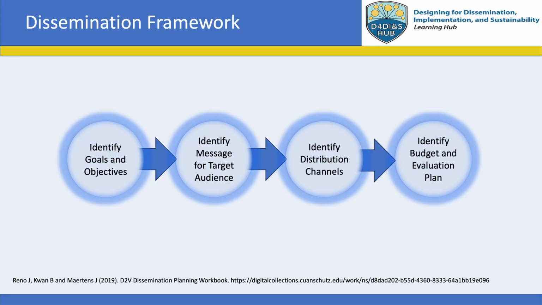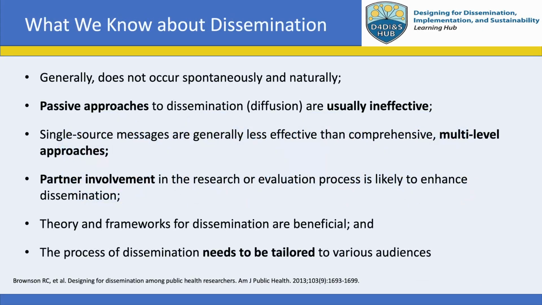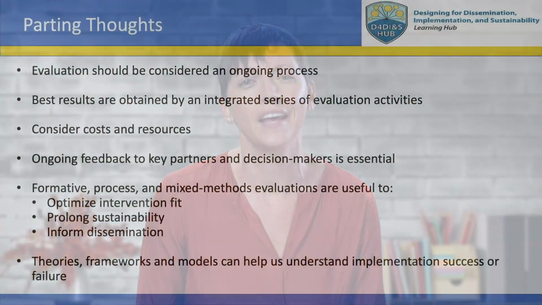Here are a few additional tips for effective dissemination. Generally, dissemination should be an active process for it to be effective. That means engaging partners at multiple levels in the organization, such as staff, providers, and leadership. Your message and approach also need to be tailored for different audiences. Additionally, strategies like the D4DI&S can be helpful to follow to set up your intervention for successful dissemination.